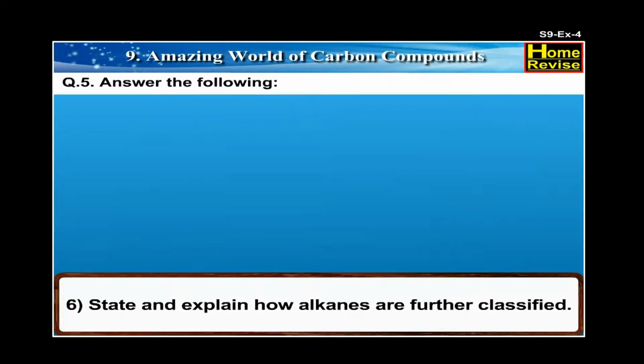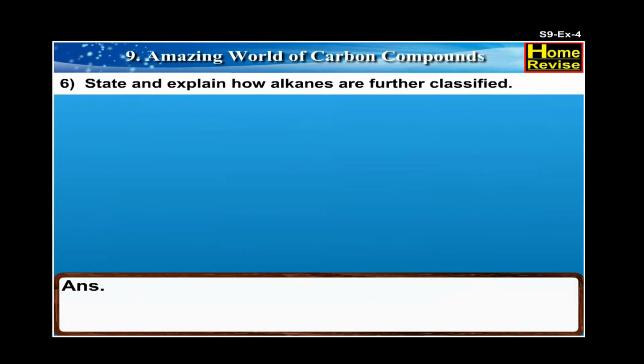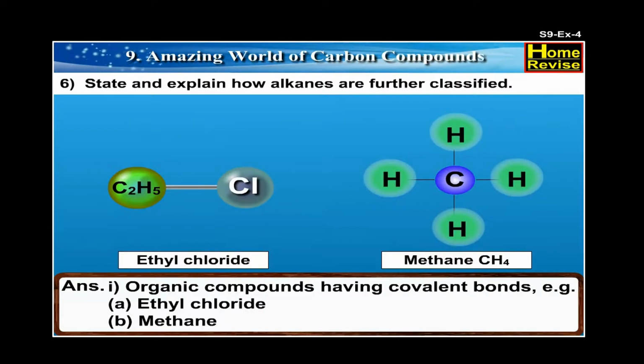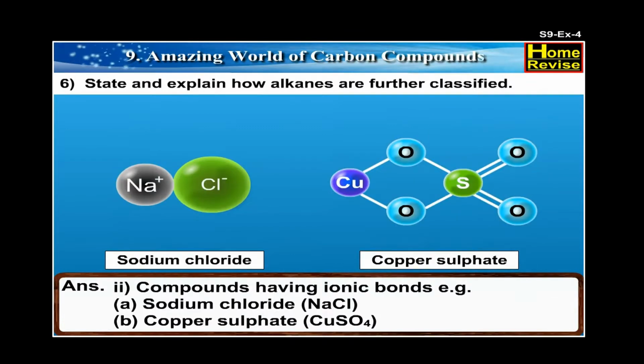Sixth, state and explain how alkanes are further classified. Answer. First, organic compounds having covalent bonds. Example A. Ethyl chloride. B. Methane. Second, compounds having ionic bonds. Example A. Sodium chloride, that is NaCl, and B. Copper sulfate, that is CuSO4.